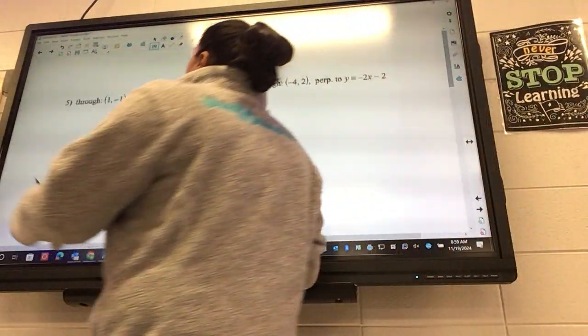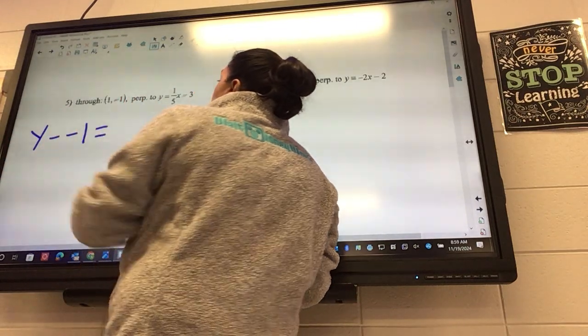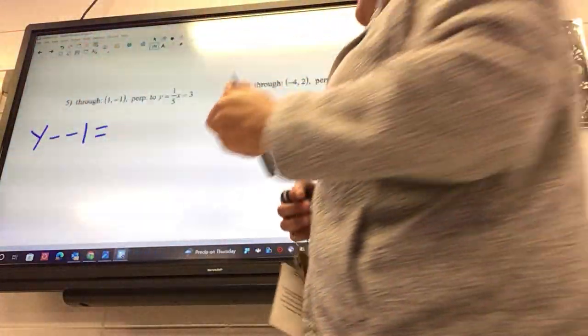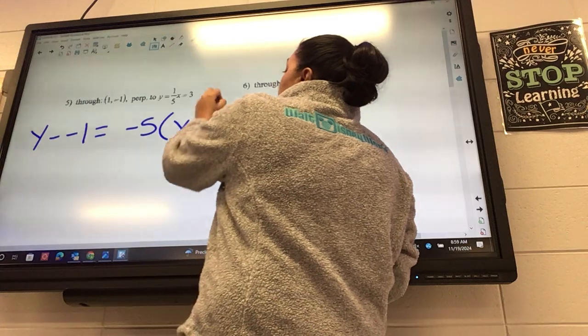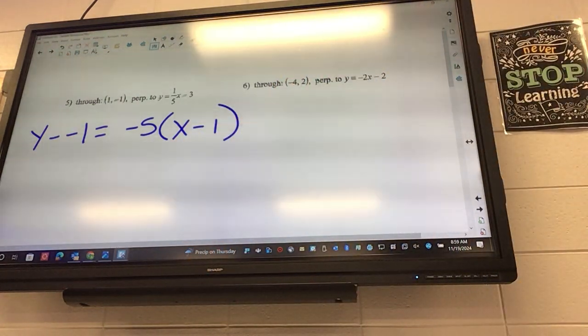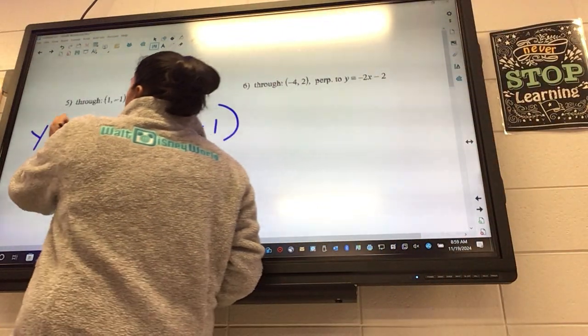Number 5 is going to be perpendicular, so it's going to be y minus -1 equals, what happens when we flip and change? It's going to be -5, x minus 1. Wouldn't that be a plus? Yep. Okay, so we're going to change that minus minus to a plus.